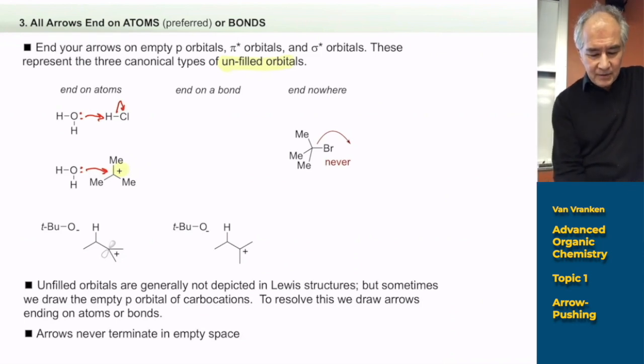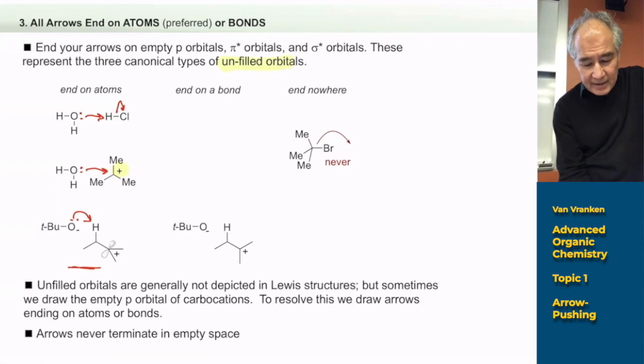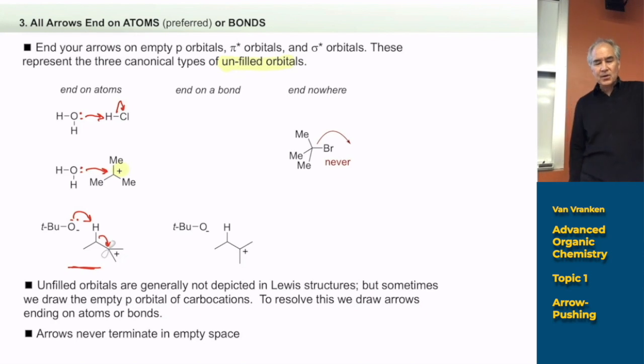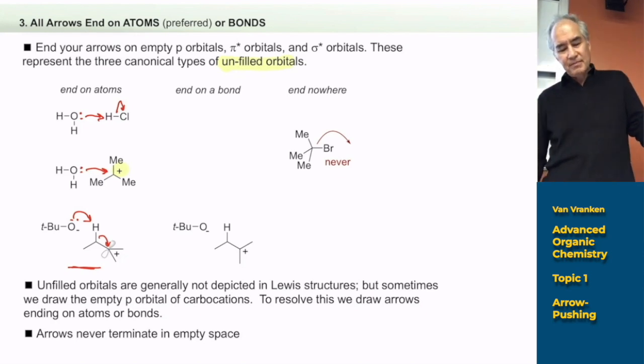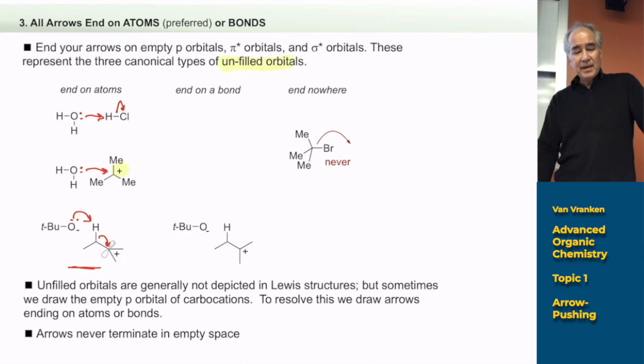If we follow these rules, here's the end of an E1 elimination reaction. This is actually an uncommon combination. If we want to pull this proton off and make an alkene, I would start with a lone pair, and I make my arrow end on the atom. And then I would break this HC bond, and I would make my arrow end on the atom. So sometimes we draw the p orbital, but most of the time we'll just draw a plus. Don't make the arrow end on the plus charge, even though it might look obvious.